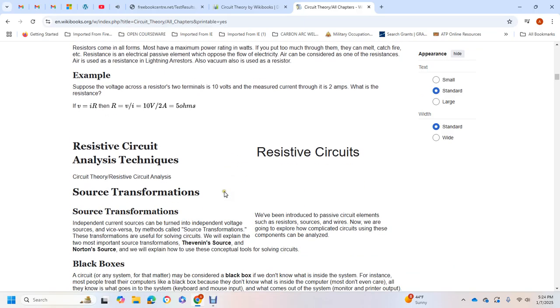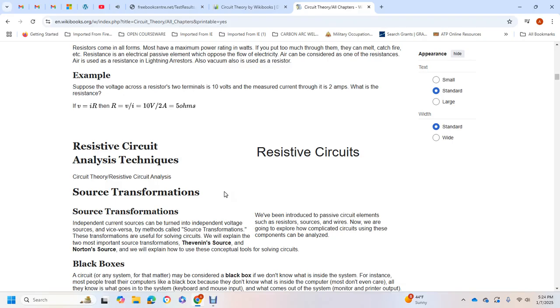Resistive circuit analysis techniques. Circuit theory. Source transformation. Independent current sources can be transformed into independent voltage sources, and vice versa. The method is called source transformation. Transformation is useful for solving circuits. We explain the two most important source transformations: the Thevenin source and the Norton source, and how to use these conceptual tools for solving circuits.